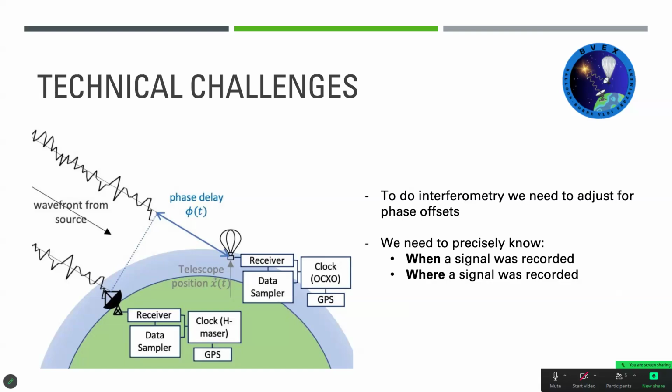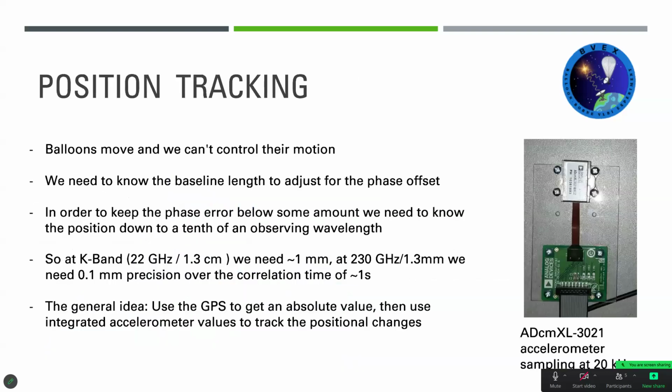So we've got our balloon and our ground-based telescope. The hard part here is knowing more precisely when and where a signal was recorded. To motivate why the when is hard, well, balloons move around. If your balloon moves and you don't know about it, it could have moved by hundreds of wavelengths before you even know it.